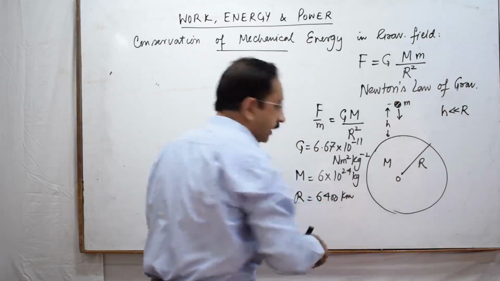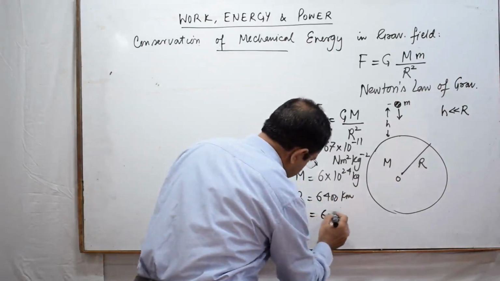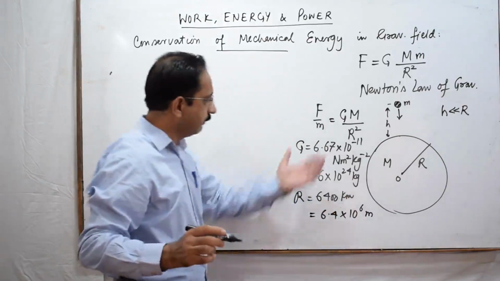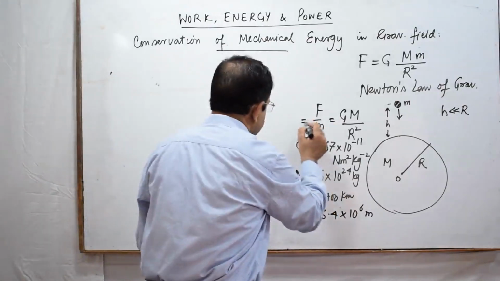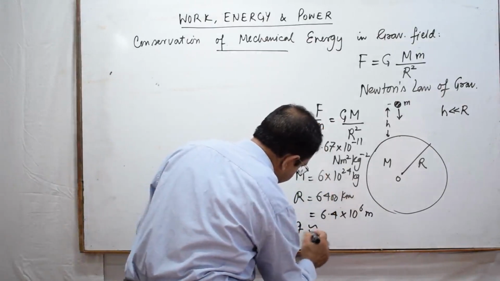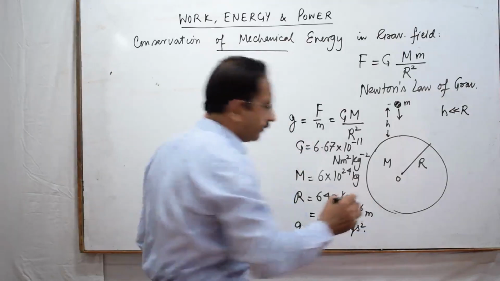हम इसका एवरेज रेडियस ले रहे हैं 6400 किलोमीटर, और this can be written as 6.4 into 10 raised power 6 meter. So इस values को substitute करके अगर हम यहाँ देखें, we obtain an acceleration which comes out to be, जो g की value यहाँ से आएगी, that comes out to be 9.8 meter per second square.